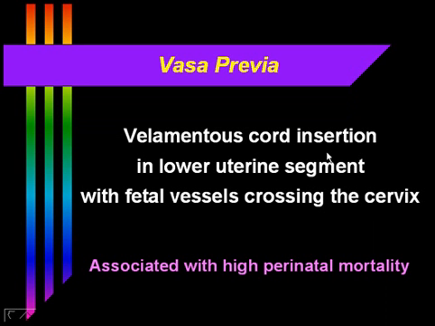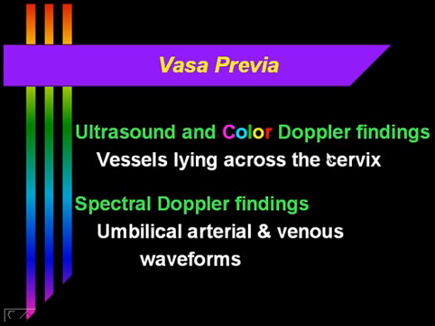Now another form of previa is something called a vasa previa. This occurs when there's velamentous cord insertion of the umbilical cord into the lower uterine segment, and then those velamentous vessels travel beneath the membrane to the placenta, crossing the cervix. Because these are fetal vessels and they're unprotected by membranes, this is associated with a high perinatal mortality.